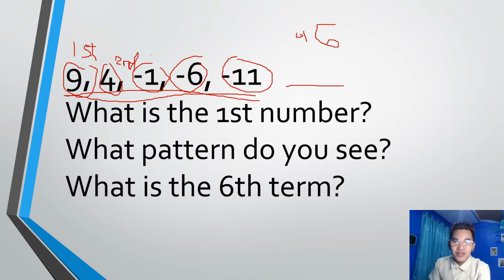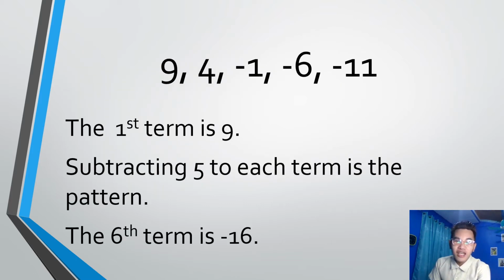Okay, so let's proceed. The first term there, as you can see, is 9. Then the pattern that you can see is that each term is decreased by 5. 9 minus 5 becomes 4. 4 minus 5, negative 1. Negative 1 minus 5, negative 6. Negative 6 minus 5 becomes negative 11.